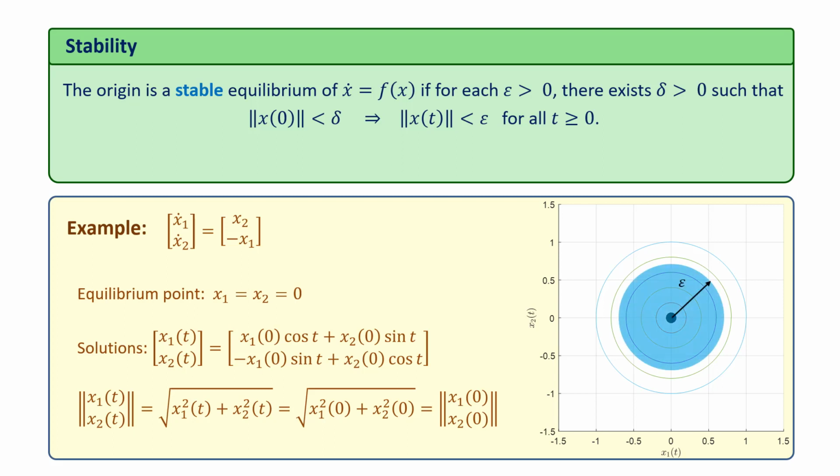Given any positive epsilon, we want to find delta such that all solutions starting in the ball with radius delta remain in the ball with radius epsilon. So in this example, delta can take any positive value which is less than or equal to epsilon. Since for any given epsilon, we can choose delta less than or equal to epsilon, the origin is a stable equilibrium in the sense of Lyapunov.